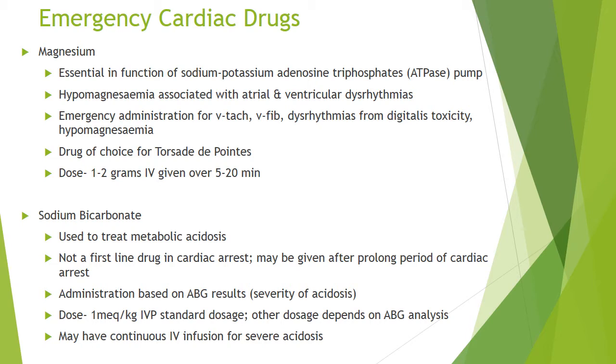Sodium bicarb is used to treat metabolic acidosis. It is not a first-line drug in cardiac arrest. However, if our patient has been resuscitated for a prolonged period of time, it may be ordered because our patient is suspected of being acidotic. Administration is usually based on our ABG results and how severely acidotic our patient may be. Dose is 1 milliequivalent per kilo IV push. Any other dosage depends on our ABG analysis and what the pH is. It may also be ordered as a continuous IV infusion for patients that are experiencing severe acidosis.